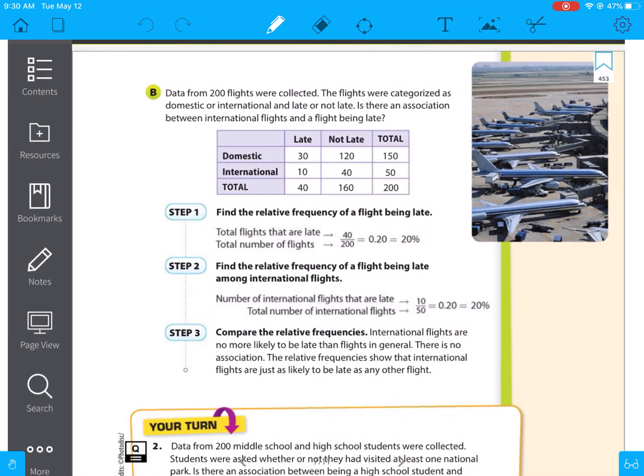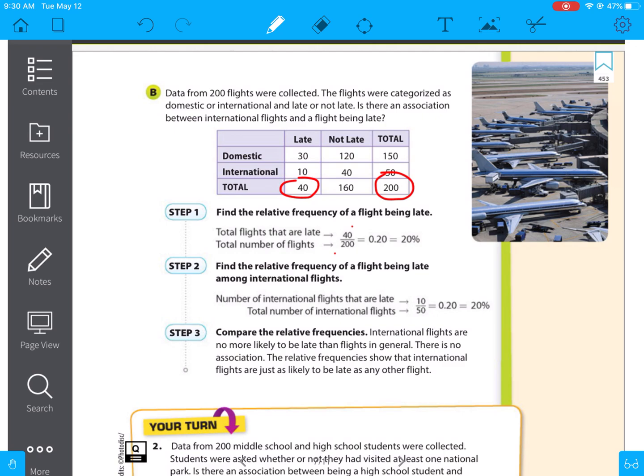Same thing here. Data from 200 flights were collected. The flights were categorized as domestic or international, and late and not late. Is there an association between international flights and being late? So we have to first talk about being late. We have 200 flights total, and 40 of them are late. So 40 divided by 200 is 0.2 or 20%.